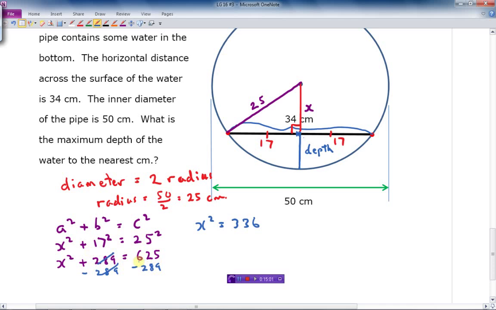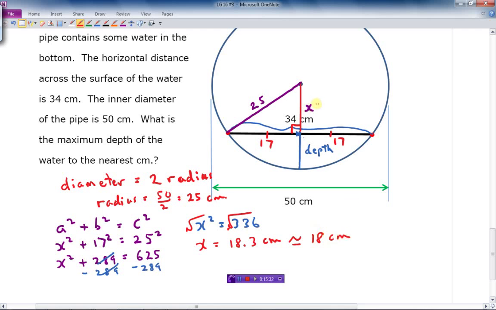Now let's take the square root, and x equals 18.3. It says to the nearest centimeter, so I can round that off. That's about equal to 18 centimeters. I'm rounding to the nearest centimeter. So this is 18.